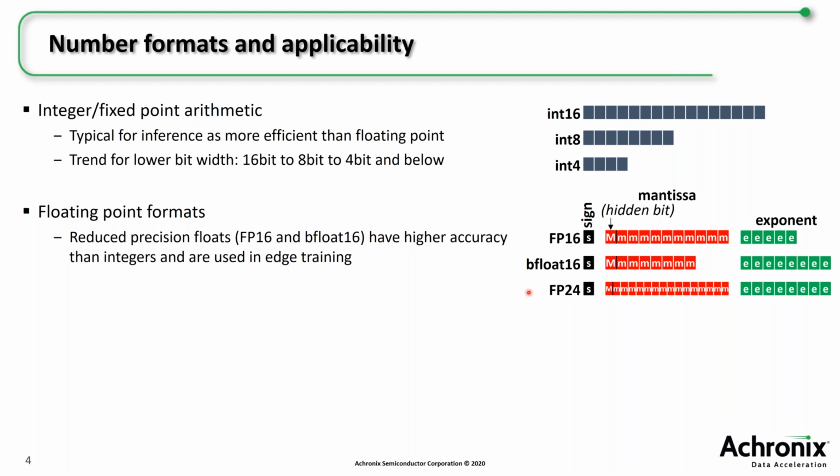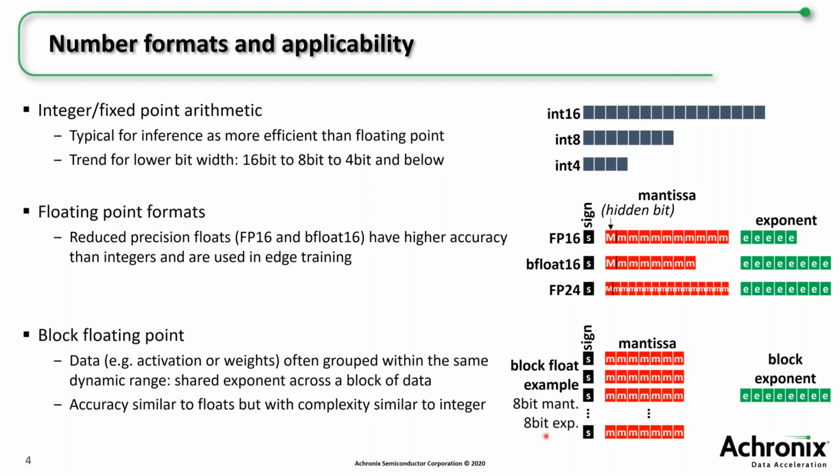And FP24 is included here as an additional example. We support this in our Achronix Speedster7t family, but it's a proprietary format, just giving a little bit more accuracy with the same dynamic range. Now, in contrast, as we said before, what you've got with block floating point is a separate mantissa, as you can see in here on the left, but there's a single exponent for this block of data.